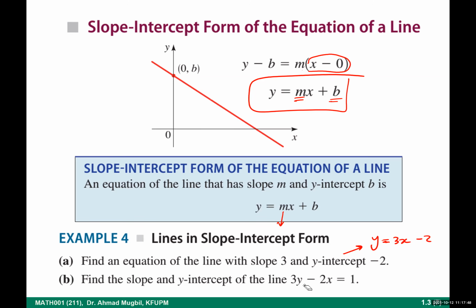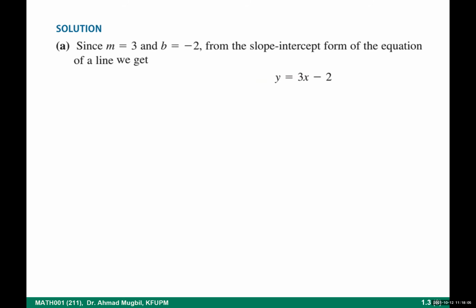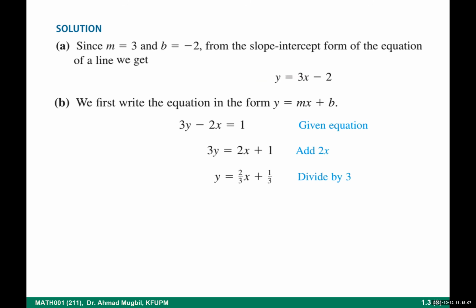How to do that? How to know? Move the x to the other side. What is that called? Solve the equation for y. Yes. To have the slope-intercept form, you need to solve it for y. Keep y alone. Isolate y on one side, and everything will be on the other side. Here we are. Solve it for y.